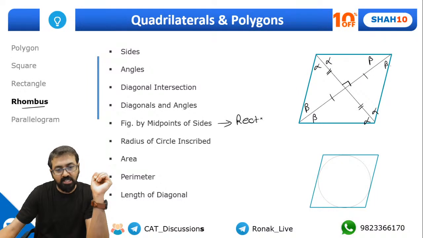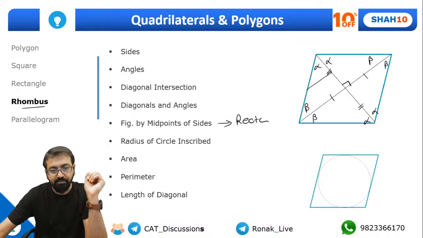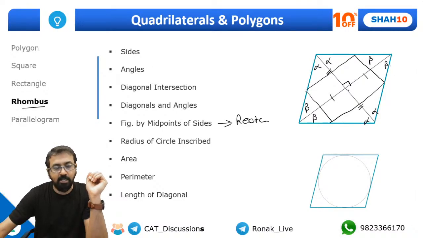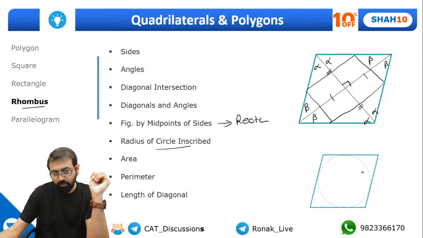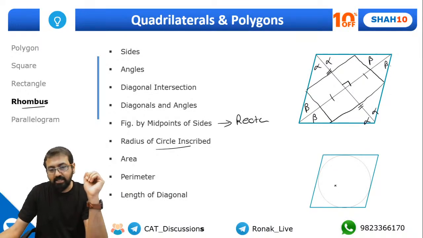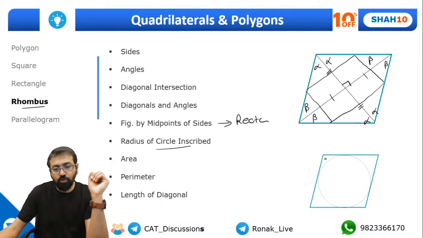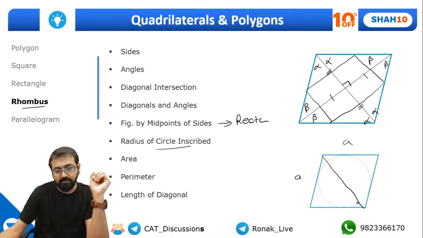You can prove this thing. Why will it be a rectangle? If you just connect it this way, you can prove that it will be a rectangle because the diagonals are perpendicular to each other, right? Radius of the circle inscribed. So if you can inscribe the circle like this, you can also find out the radius. If you know the length of the diagonal, you'll ultimately require the length of side and diagonal. Then you can find out this radius.